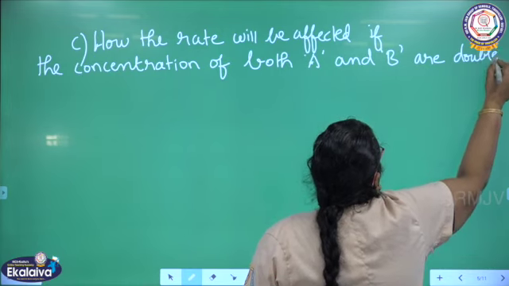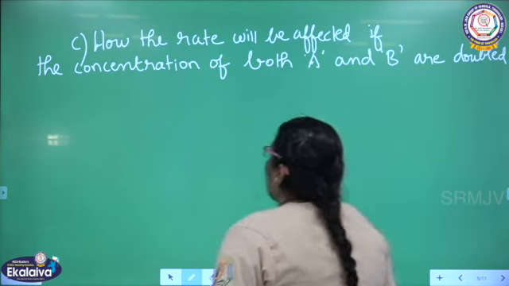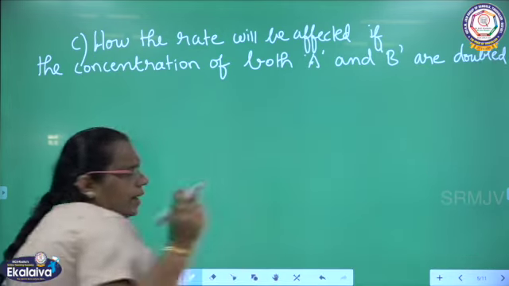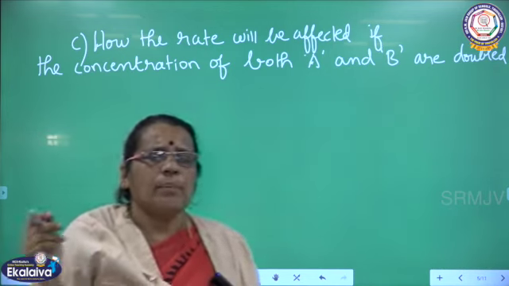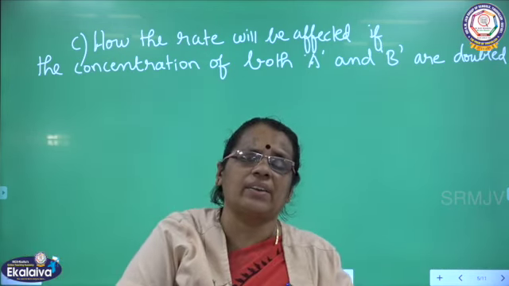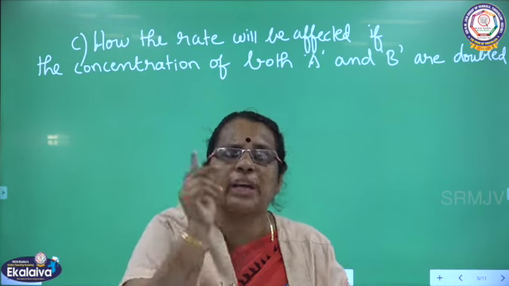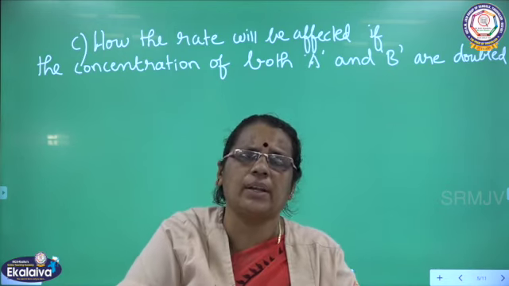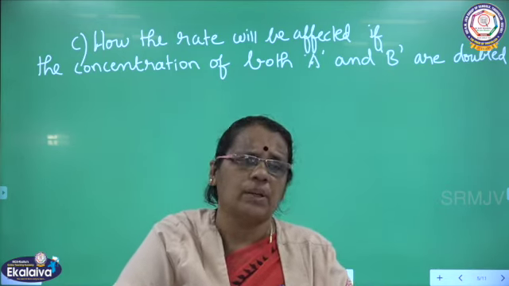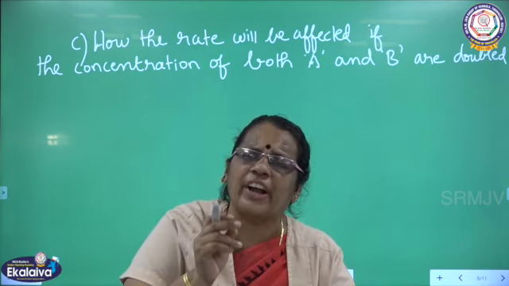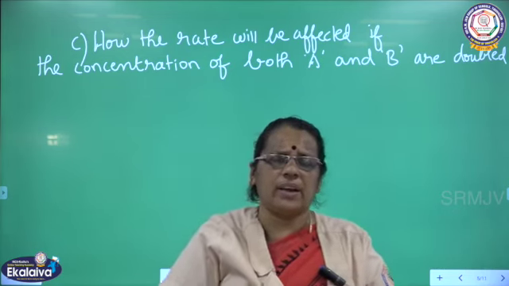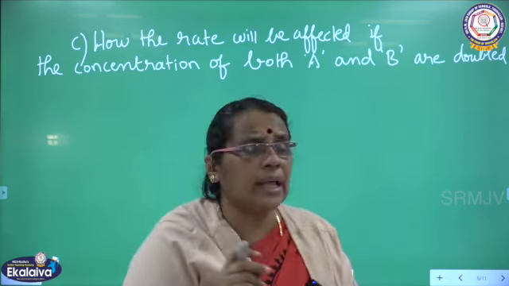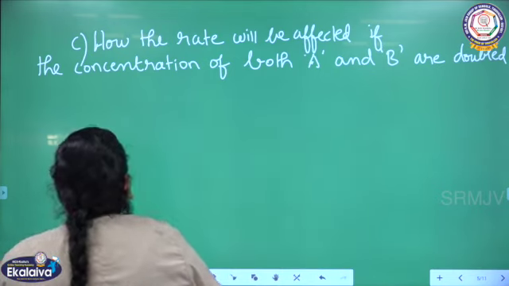So I am increasing the concentration of A and B by 2 times. We are going to check the rate of the reaction by increasing the concentration of both A and B by 2 times. Doubled means what? We are increasing the concentration by 2 times. So here they have asked us to find out the rate of the reaction when the concentration of both A and B are doubled. So what is the rate of the reaction?